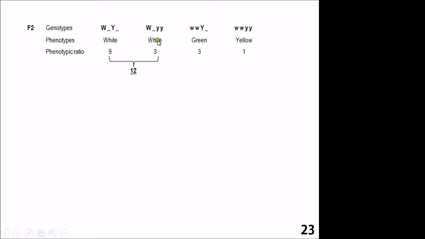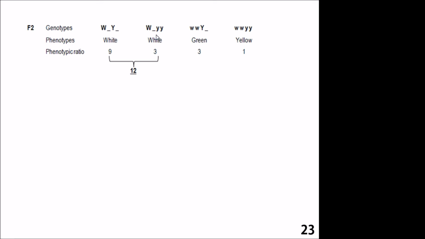These could have been green, and these could have been yellow, but unfortunately they have one big W, which inhibited the expression of any color. So if we collapse the two, 9 and 3 together, we get 12. 12 white to 3 green to 1 yellow. It's a modified dihybrid ratio. Because if you have one big W, it doesn't matter whatever you have on the other gene locus Y. Gene locus W exhibits dominant epistasis over gene locus Y.